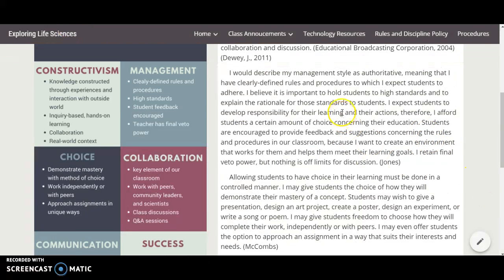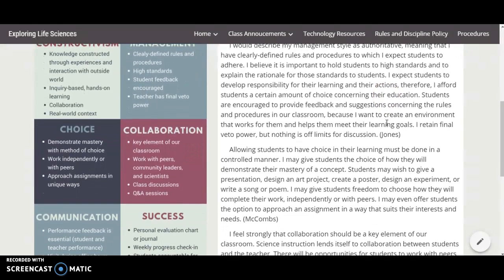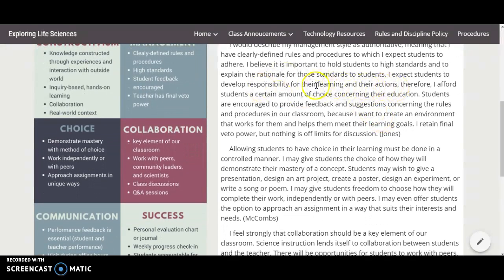My management style could be described as authoritative, meaning that I have clearly defined rules and procedures, and I also believe it's important to hold my students to high standards. I will always explain the rationale of those standards to my students. I expect students to develop responsibility for their learning and their actions.